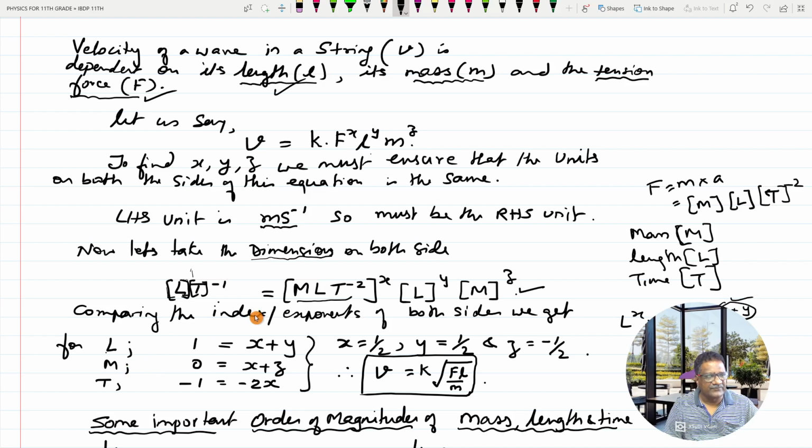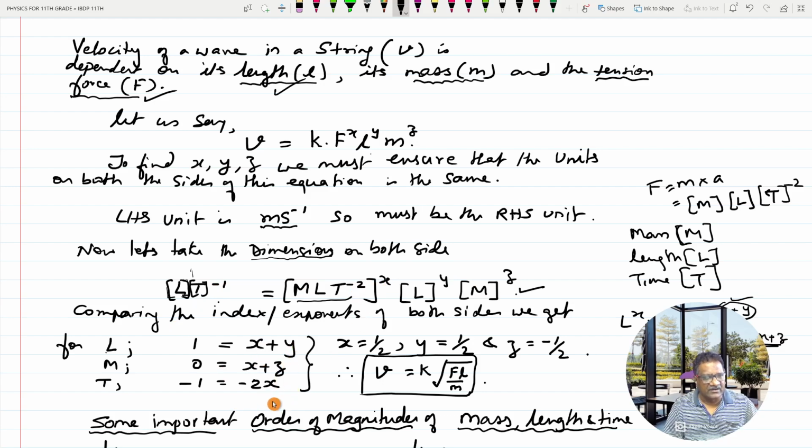Same way, if you compare the exponents of M, on the left you don't have any M, so M raised to 0. The exponent of M will be 0. On the right hand side, you have M raised to x times M raised to z, which can be written as M raised to x plus z. So 0 equal to x plus z. Similarly, for T, you will have minus 1 equal to minus 2x.